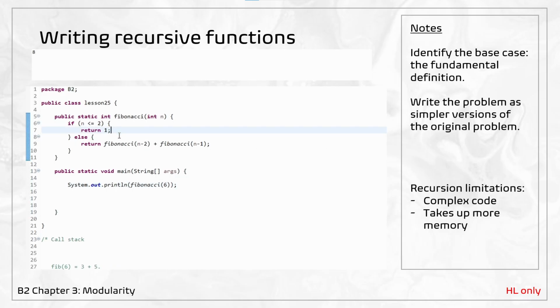Then, try writing the problem in terms of simpler versions of the problem itself. For example, 4 factorial can be written as 4 times 3 factorial, and 3 factorial can be written as 3 times 2 factorial, and so on. Each iteration is simplified by using the definition of the factorial until we reach 1 factorial, whose fundamental definition is 1. In the Fibonacci sequence, the nth term can be written as a sum of the n minus 1th term and the n minus 2th term, and each of the terms can be written again with that definition until you get to the fundamental definitions that the first and the second terms are 1.